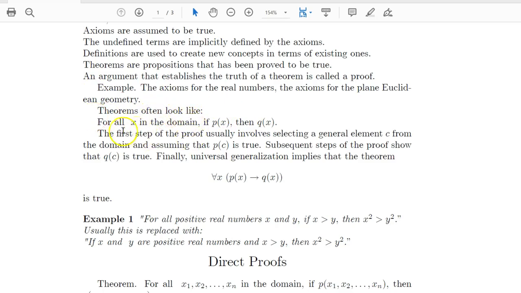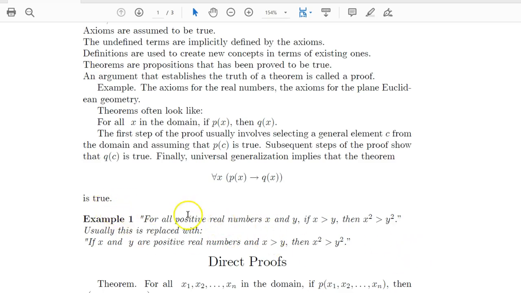Theorems often look like this: for all x in a domain, if P of x, then Q of x. Instead of one variable, we can have more than one, 2 or 3 or many variables. The first step of the proof usually involves selecting a general element c from the domain and assuming that P of c is true. Subsequent steps of the proof show that Q of c is also true. Finally, universal generalization implies that the theorem, for any x, if P of x then Q of x, is true.